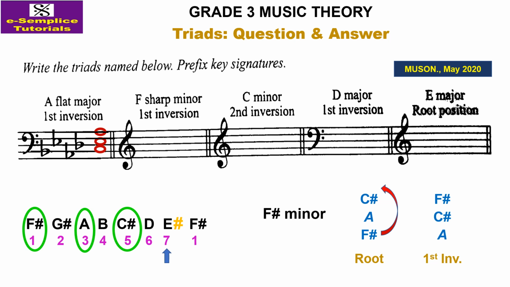First, we prefix the key signature of F sharp minor. We'll be having F sharp first, C sharp, and G sharp. Let's stack our triads. A first, C sharp, F sharp.